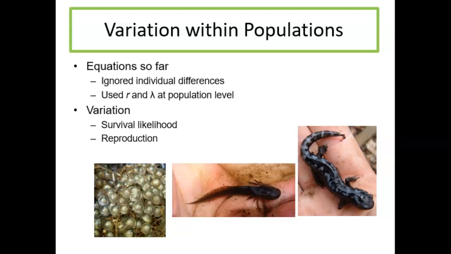All three of these pictures are marbled salamanders. On the far left, we have marbled salamanders in the egg form. In the middle, we have a larval marbled salamander. And then on the far right, we have an adult marbled salamander. And so if we just say we have a population of 100 marbled salamanders, it's going to matter to us whether those hundred are adults that are ready to reproduce, or whether those 100 are eggs or larvae, because they're going to survive and reproduce differently, depending on what our population is actually like.